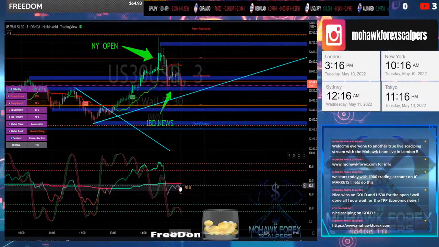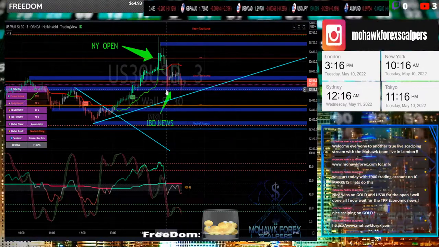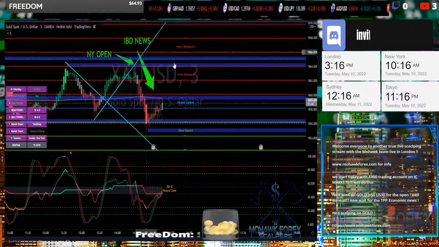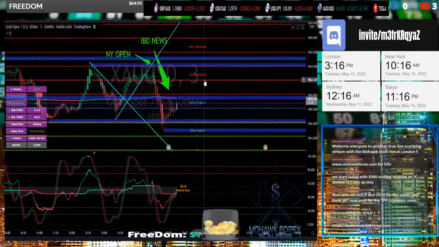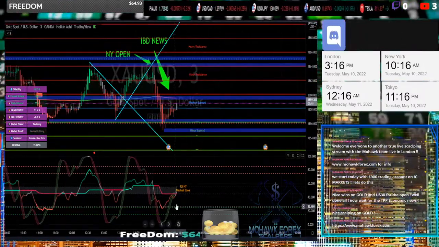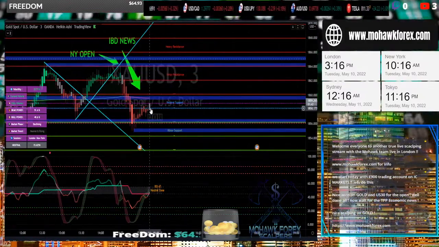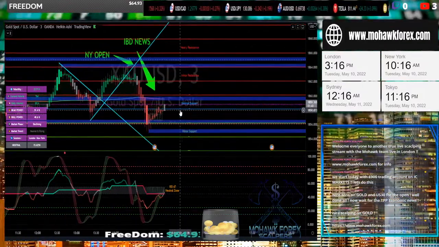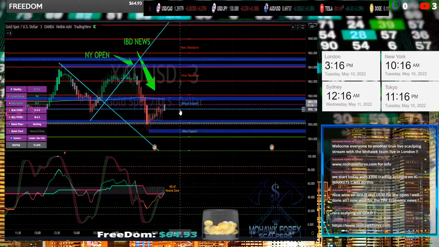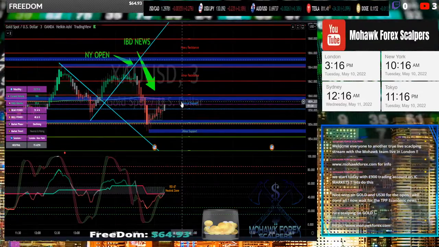RSI 41 is ranging between 40 and 41. It's not really doing anything. Gold is looking tasty now. Look, stochastic's pushed higher. Now we've got support, sort of resistance, 18.8.